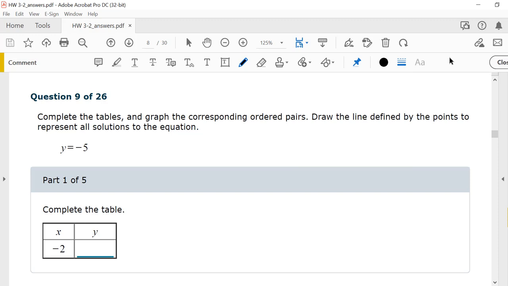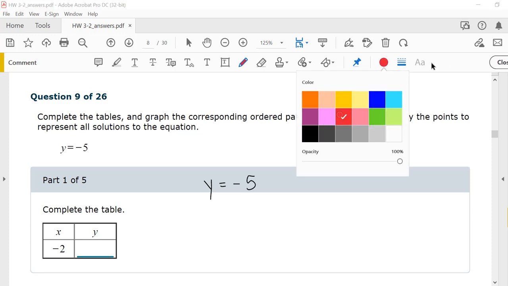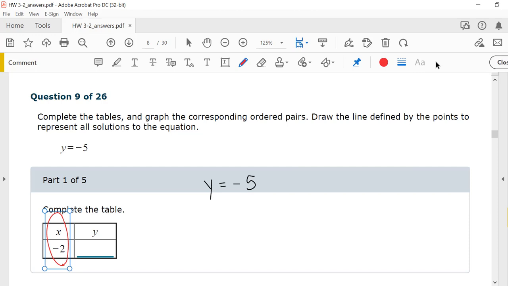Okay, number 9. Your equation is y equals -5. Your first value that they give you is x equals -2. You notice there's never an x over here in your equation. So when x is -2, your equation tells you y equals -5. So you have the point -2, -5.